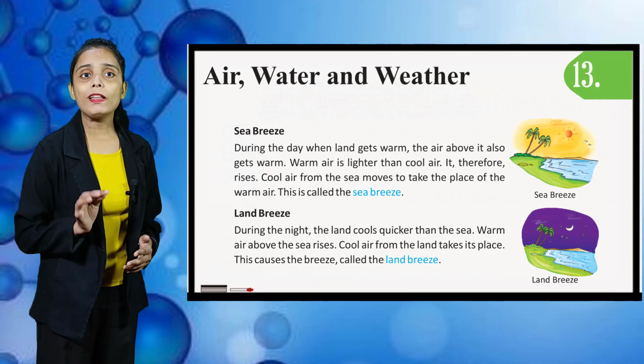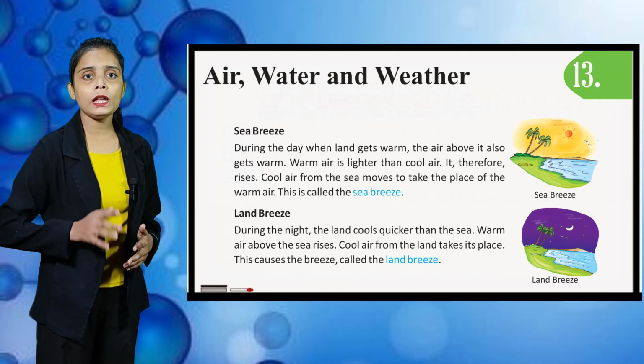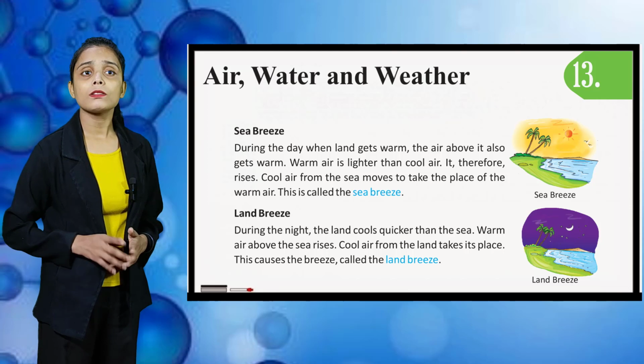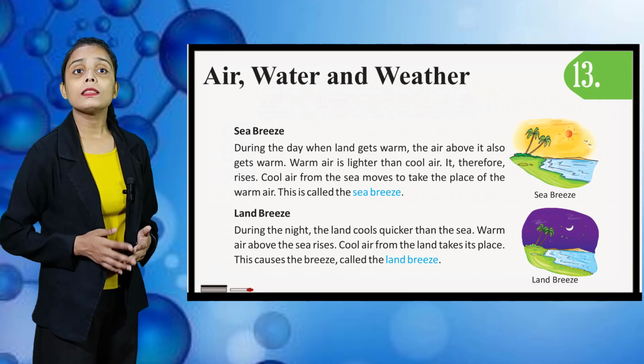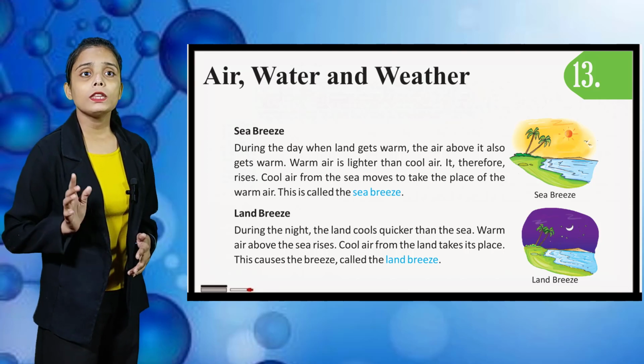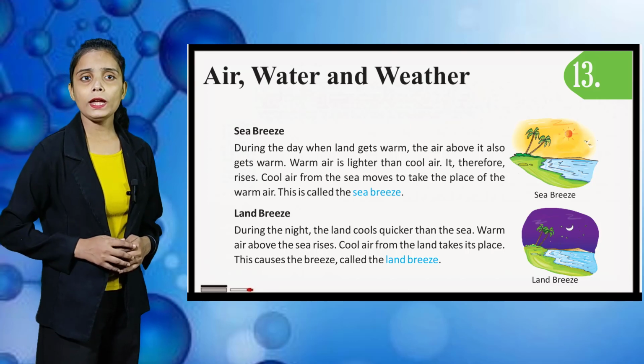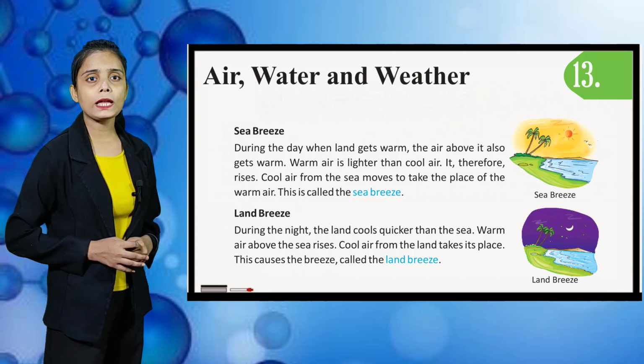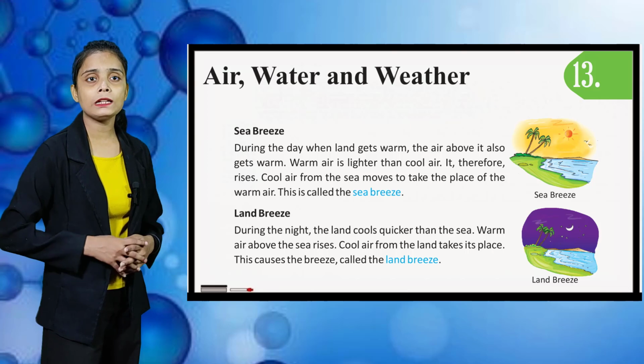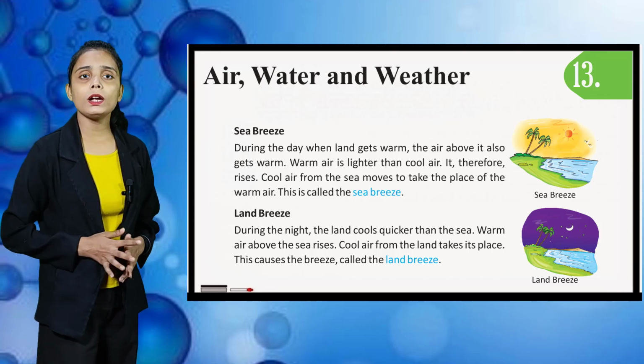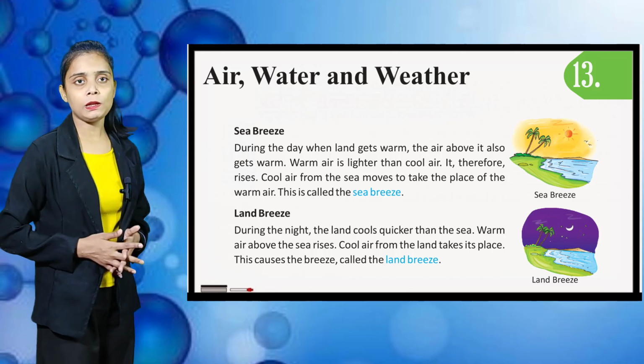During the day, when land gets warm, the air above it also gets warm. Warm air is lighter than cool air. It therefore rises. Cool air from the sea moves to take the place of the warm air, and that is called sea breeze. So here you can see the picture of sea breeze.